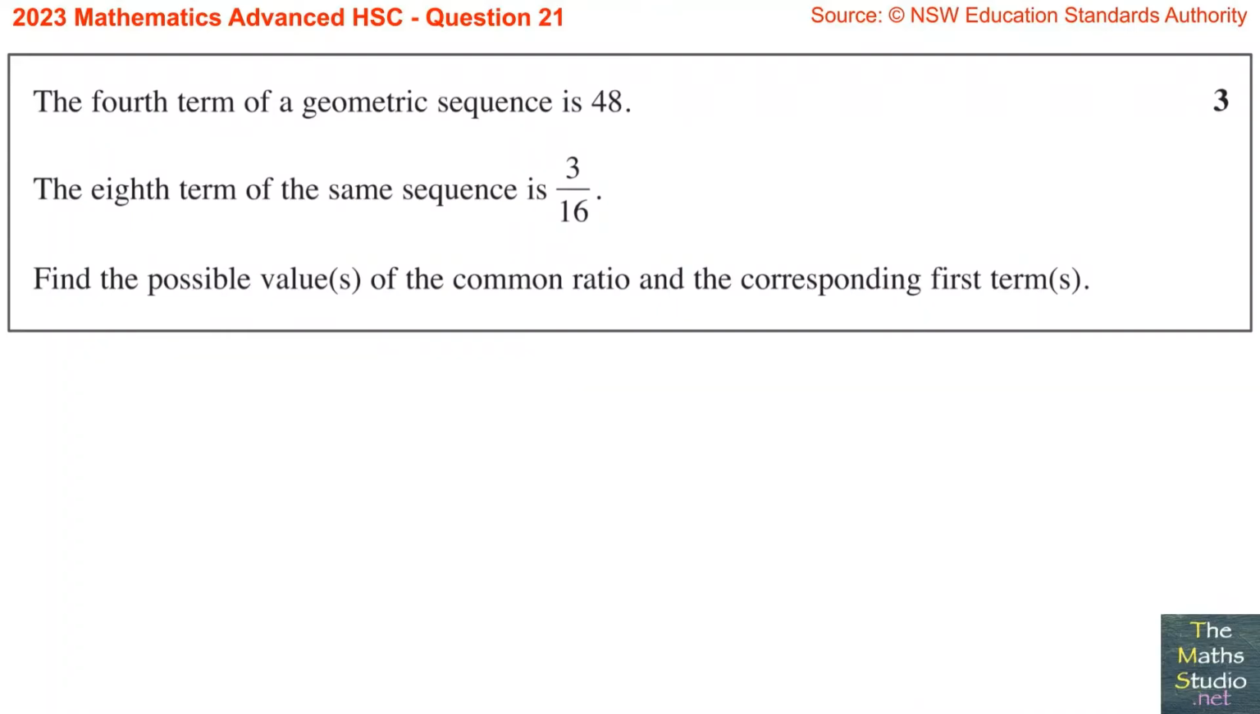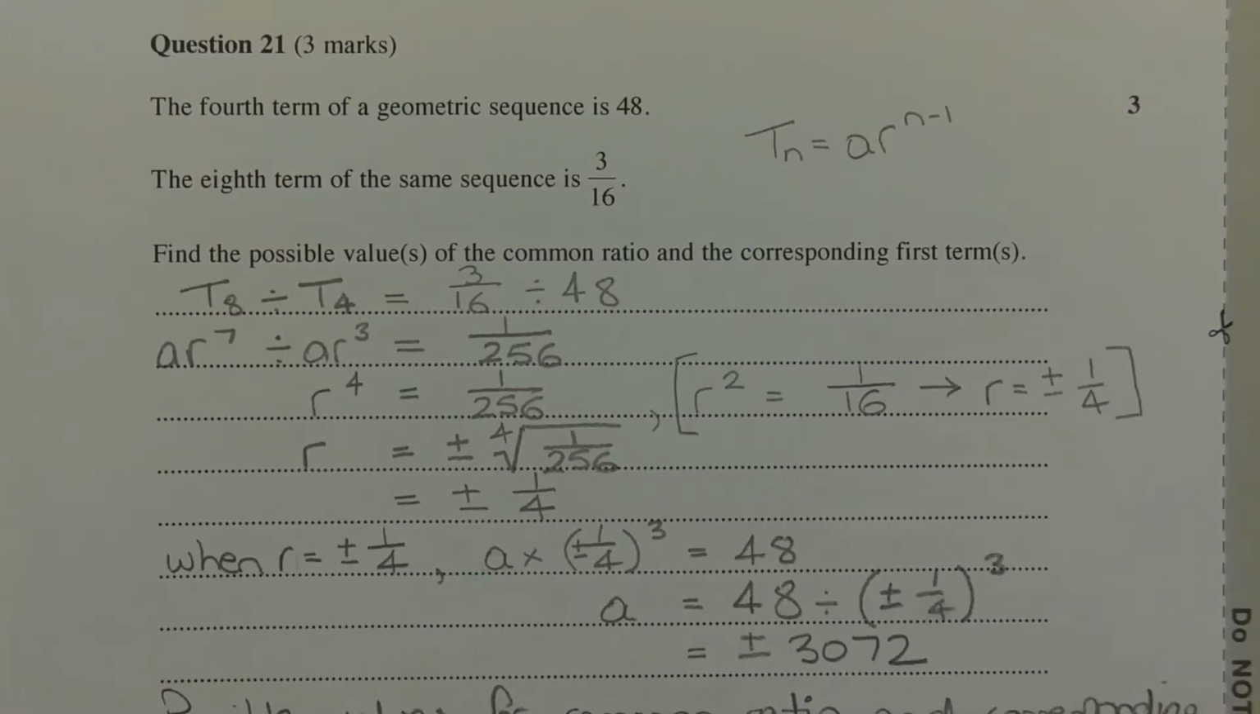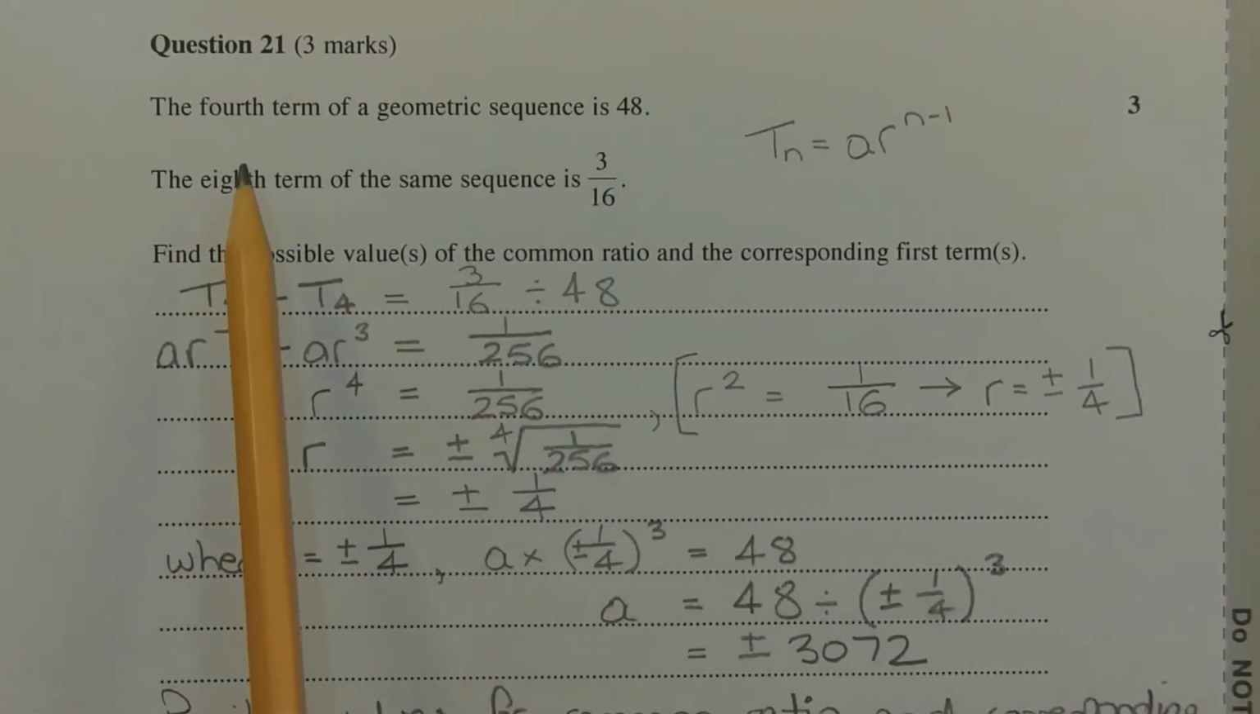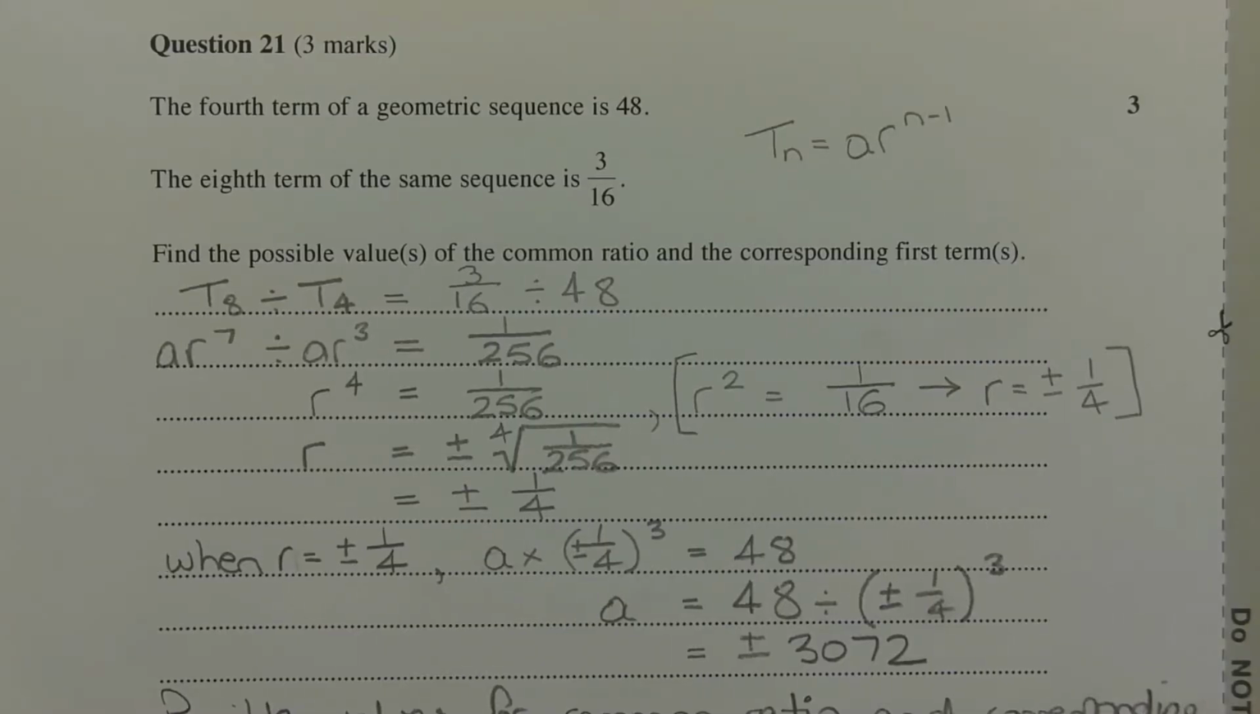Question 21. The fourth term of a geometric sequence is 48. The eighth term of the same sequence is 3 over 16. Find the possible values of the common ratio and the corresponding first terms. Start by finding possible values of the common ratio by considering the fourth term and the eighth term of this geometric sequence.